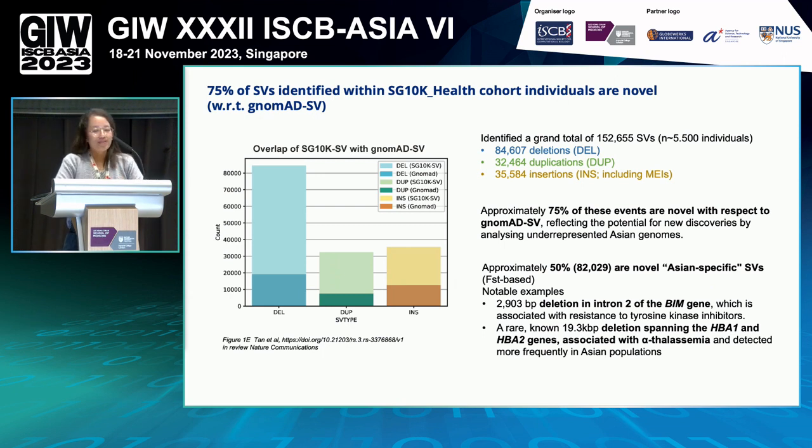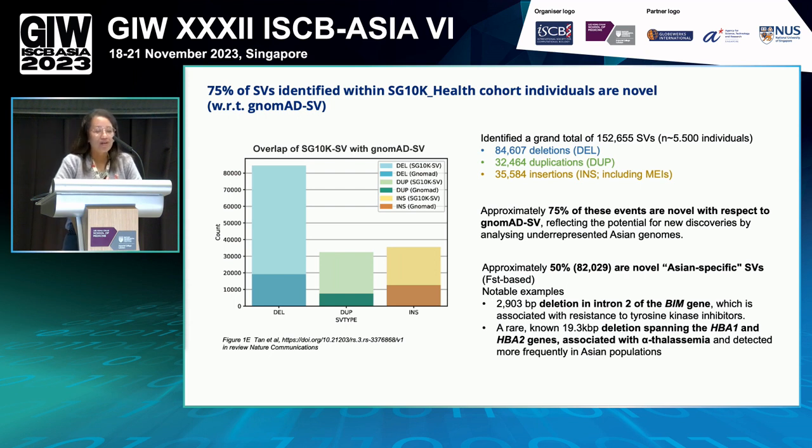Using the SG10K SV pipeline, we managed to identify a total of 152,000 structural variations in approximately 5,487 individuals in the discovery dataset. When we compare these structural variations with gnomAD-SV, we found that 75% of these variants are novel, and this reflects the potential for new discoveries by analyzing underrepresented Asian genomes.